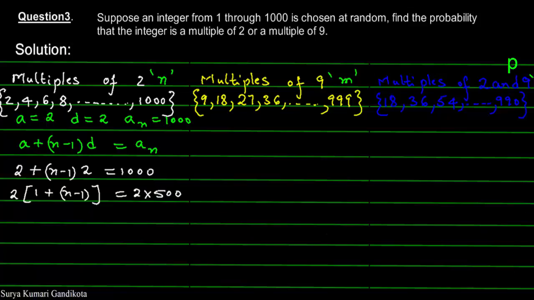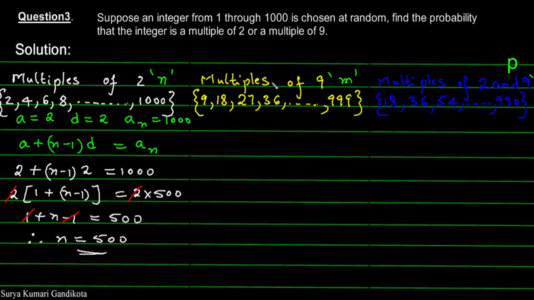Now, I can cancel this 2 on both sides. We are left with 1 plus, opening the brackets, n minus 1 is equal to 500. Again, this 1 can be cancelled, plus 1 minus 1. Therefore, n equals 500. So, how many multiples of 2 are there? There are 500 multiples of 2.